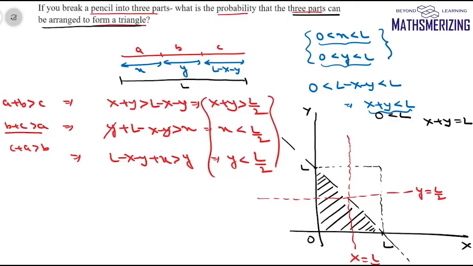So here x should be less than L by 2 and y should also be less than L by 2. So we have this square. And now this third condition is x plus y should be greater than L by 2. So first I'll draw this line, which is x plus y equals L by 2. Now this point is L by 2 comma 0. This is 0 comma L by 2. So I'll draw this line, x plus y equals L by 2. Now if I put x and y as 0, I'll get 0 is greater than L by 2. So that means 0 doesn't satisfy this equation. So the region that we need is above this line.